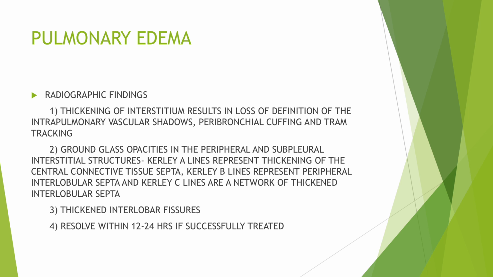The radiographic findings of pulmonary edema will include thickening of the interstitium. This results in loss of definition of the intrapulmonary vascular shadows, peribronchial cuffing, and tram tracking. Ground glass opacities are seen in the peripheral and subpleural interstitial structures, such as your Kerley A lines, your Kerley B lines, and Kerley C lines.